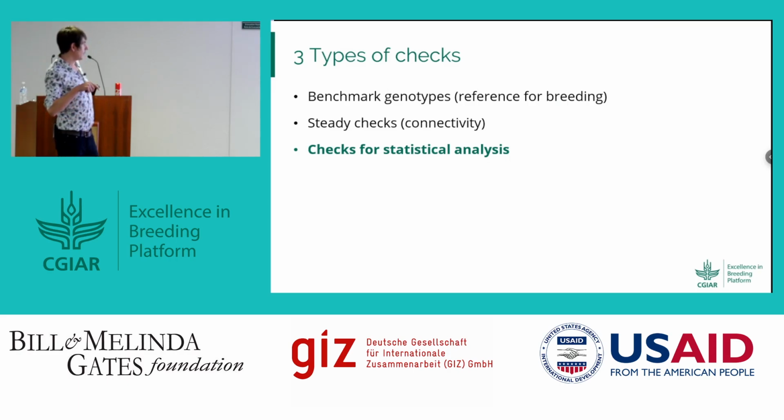What we can give you suggestions for, however, are the steady checks and the checks for statistical analysis. So the steady checks, the connectivity checks, are basically what Eduardo talked about. And they play a role for measuring genetic gain for this big request from the donors. We need them to have the connection between different years to calculate our BLUEs, which are then used to observe the increase in performance over the different years. And this is covered in a manual that Eduardo wrote.